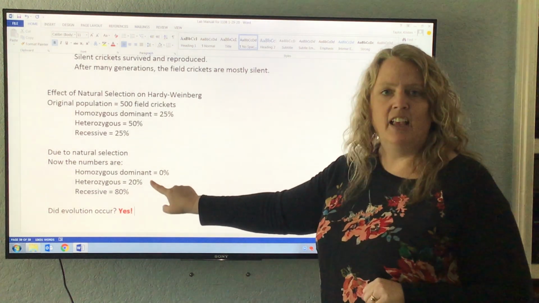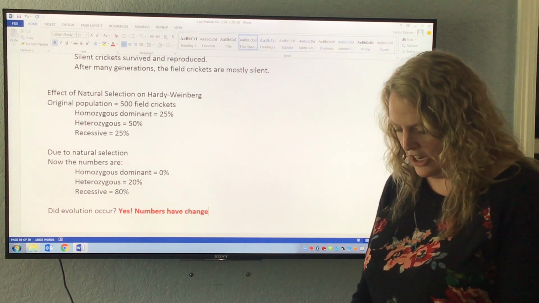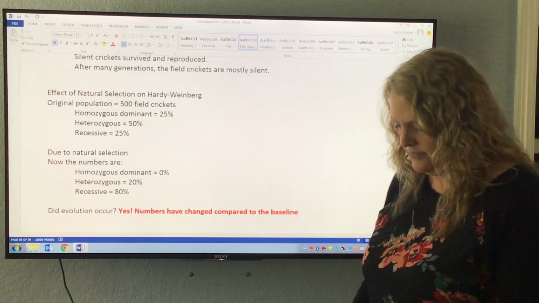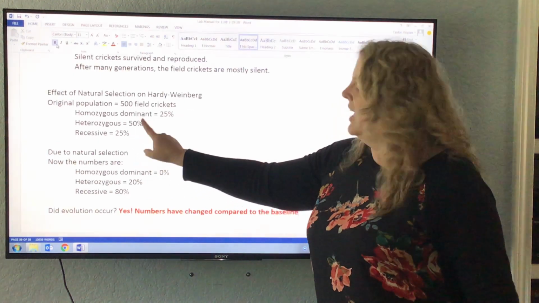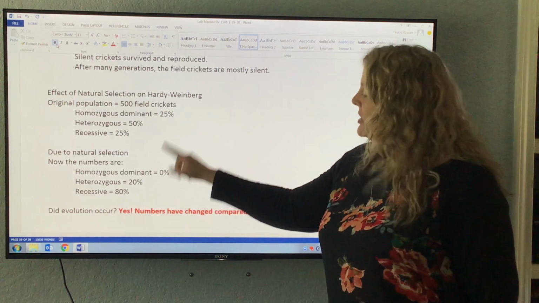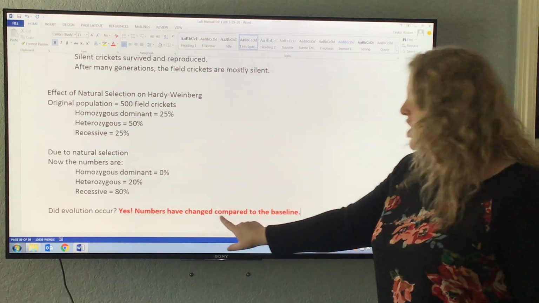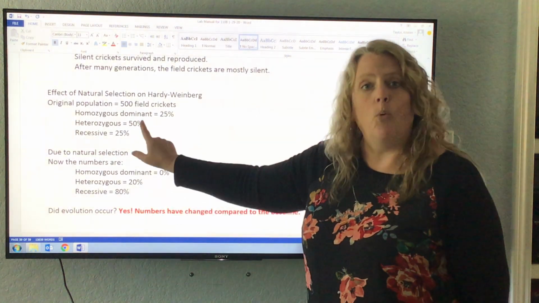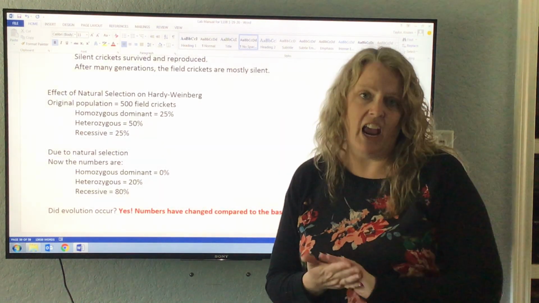The numbers have changed. Anytime the numbers have changed compared to the baseline, and by baseline I mean what we first got, and then we went back 50 years later and here are our new numbers, the alleles are not the same as they were. So yes, evolution did happen. There was a genetic change in their population.